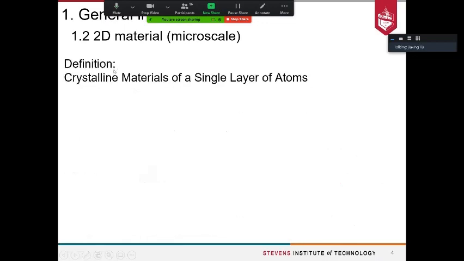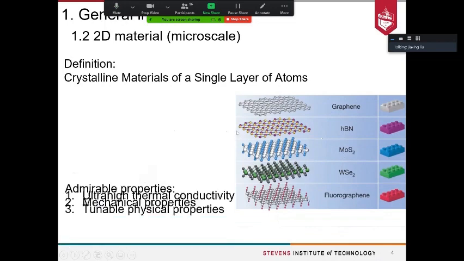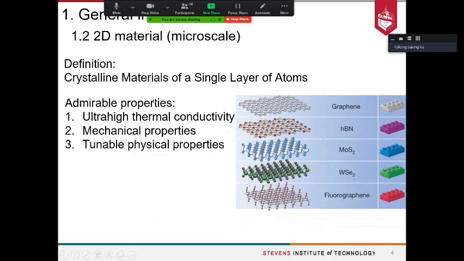After the bulk area introduction, we come to the macro scale. What are 2D materials? The definition is crystalline materials of a single layer of atoms. Here are basic types of 2D materials, and in my project, the admirable properties are three factors. The most important is the ultra-high thermal conductivity. The additional properties are the mechanical properties and tunable physical properties, such as electrical insulation.